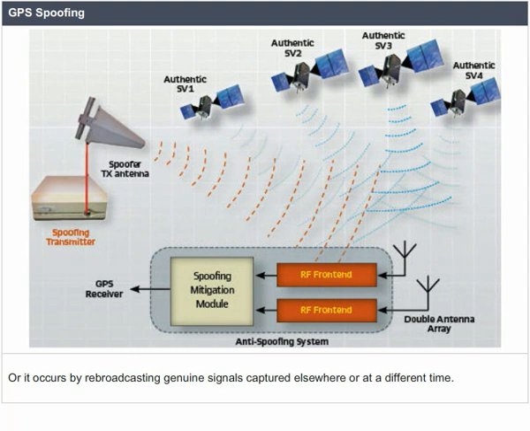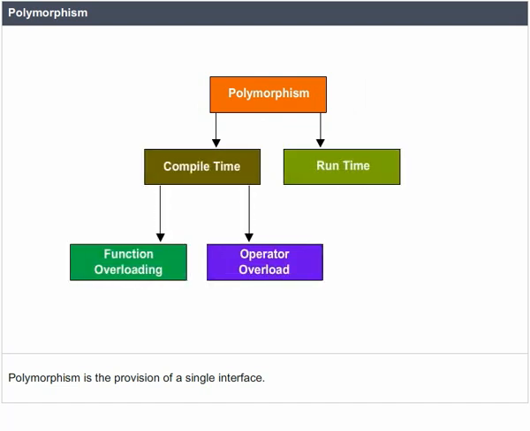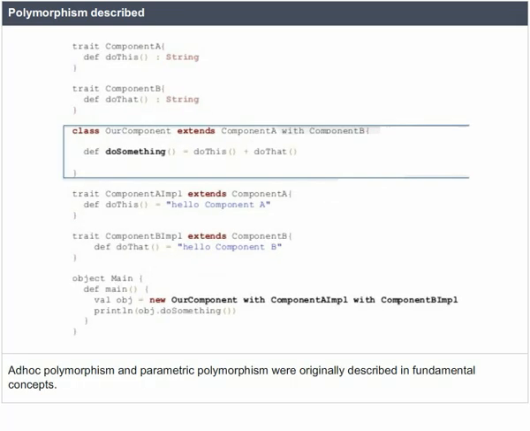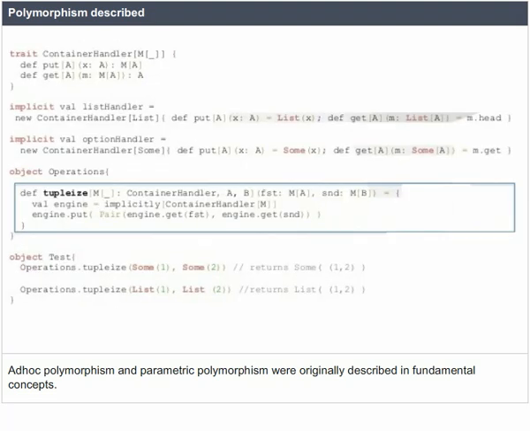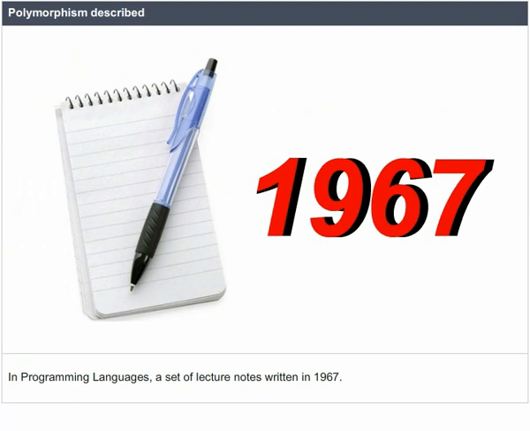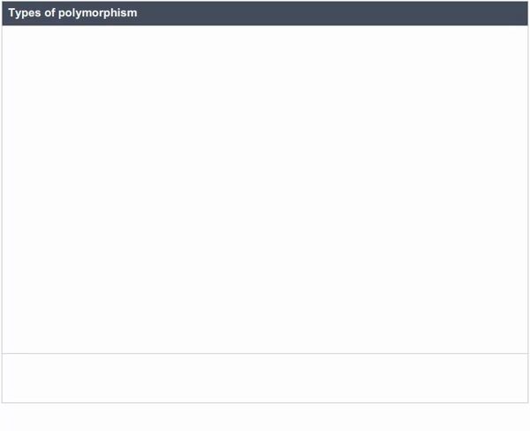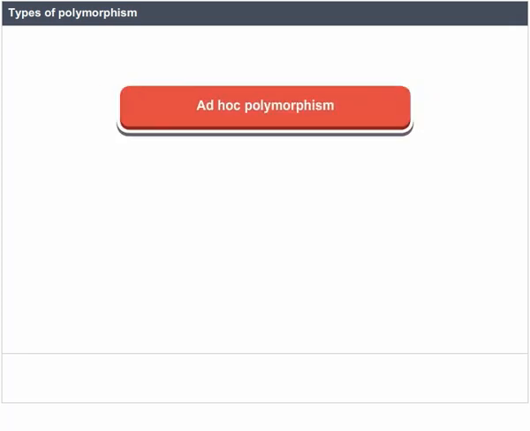Polymorphism. Polymorphism is the provision of a single interface in programming languages. It occurs at different entities and types. Polymorphism described: ad hoc polymorphism and parametric polymorphism were originally described in Fundamental Concepts in Programming Languages, a set of lecture notes written in 1967 by British computer scientist Christopher Strachey. Types of polymorphism: ad hoc polymorphism, parametric polymorphism, polytypism.